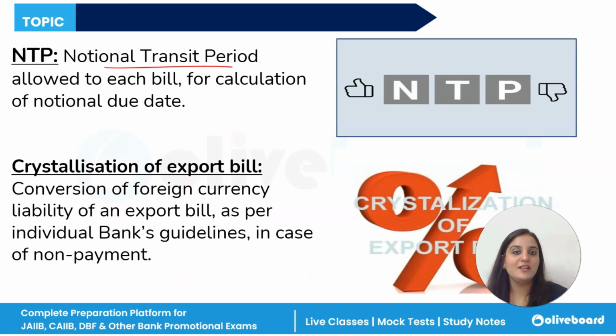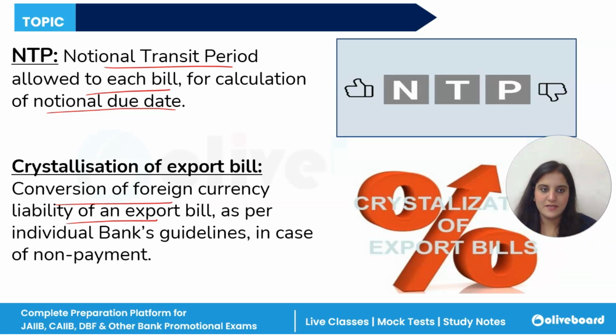NTP, notional transition period, is allowed to each bill for calculation of notional due date, and crystallization of export bill is the conversion of foreign currency liability to an export bill as per individual bank guidelines in case of non-payment. Okay.